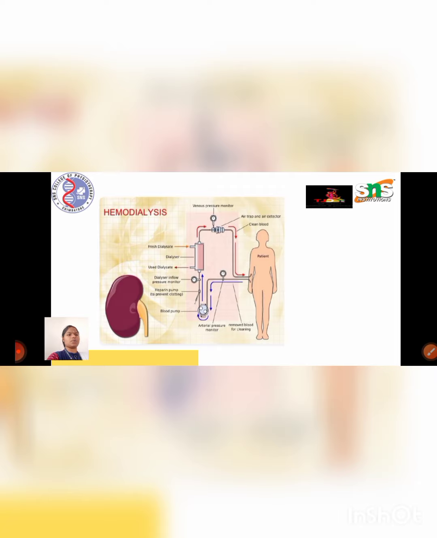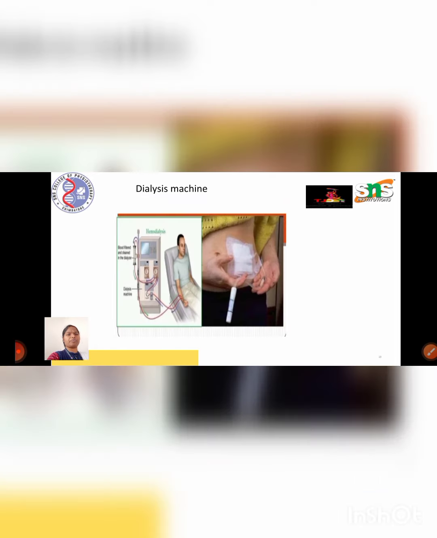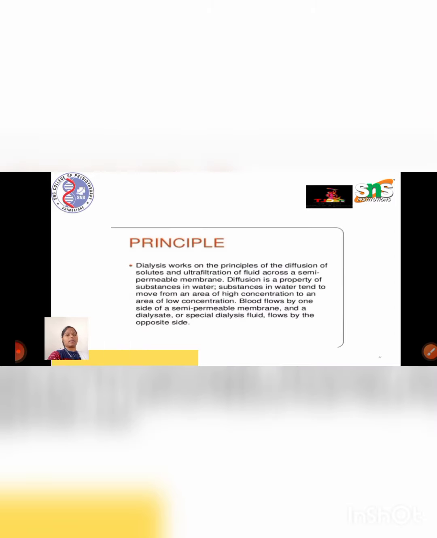Hemodialysis machines use fresh dialysate, a dialyzer, infusion pressure monitors, blood pumps, and venous pressure monitors. This is the dialysis machine which is used in India.